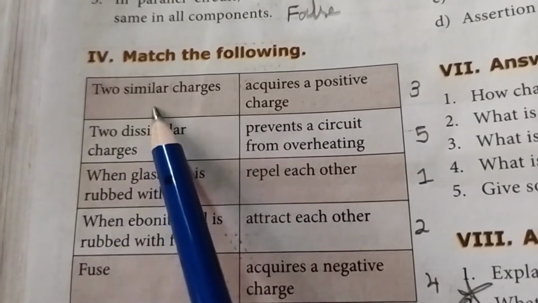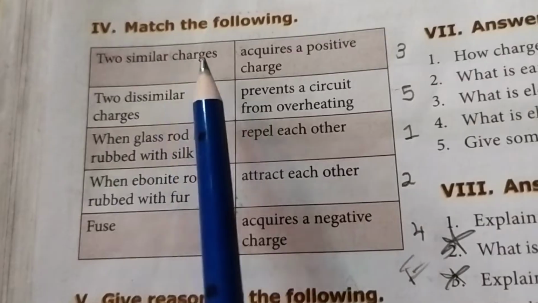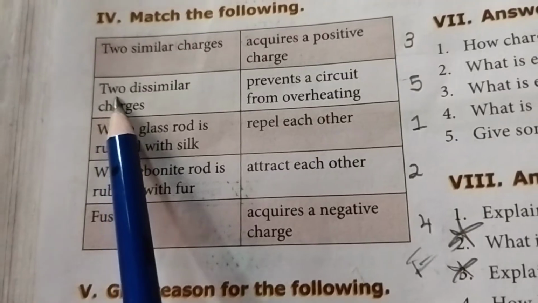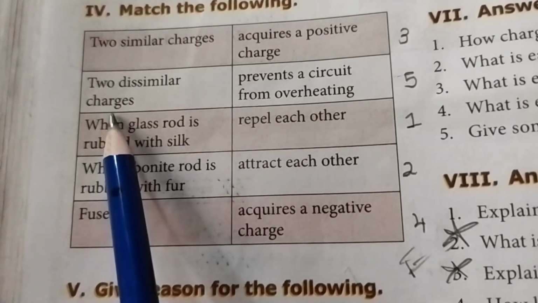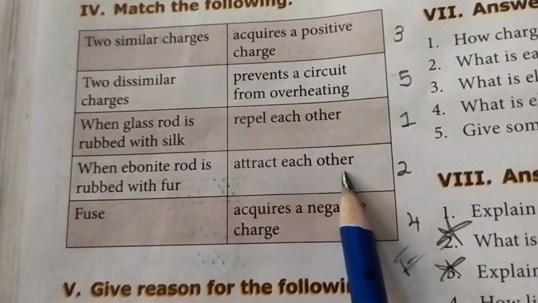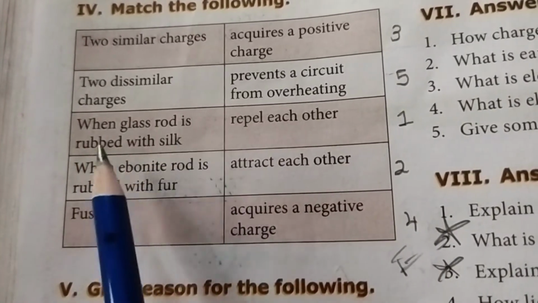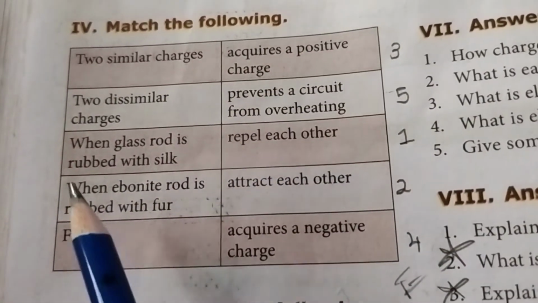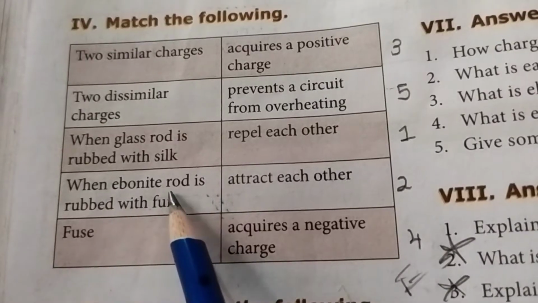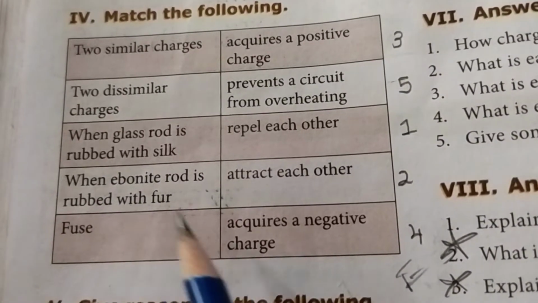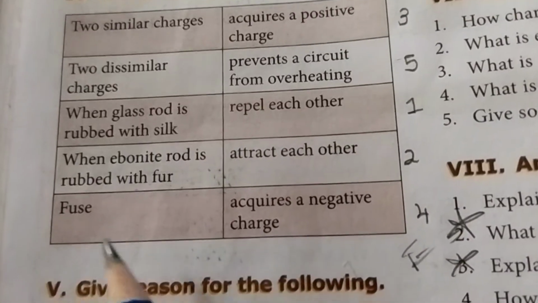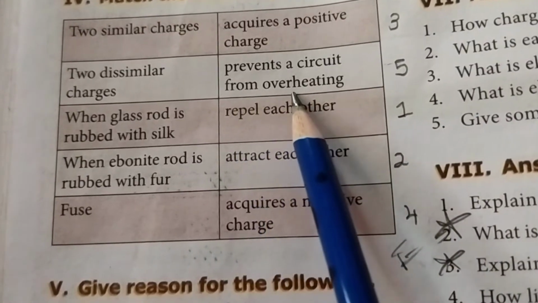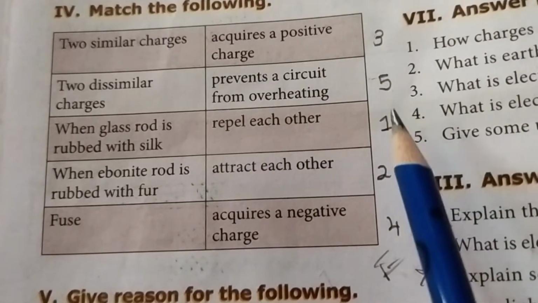First one, two similar charges, the answer, repel each other. Then second one, two dissimilar charges, the answer, attract each other. When glass rod is rubbed with silk, the answer, acquires a positive charge. Then fourth one, when an ebonite rod is rubbed with fur, the answer, acquires a negative charge. Fifth one, fuse. The answer, prevents a circuit from overheating. The answer, 3, 5, 1, 2, 4.